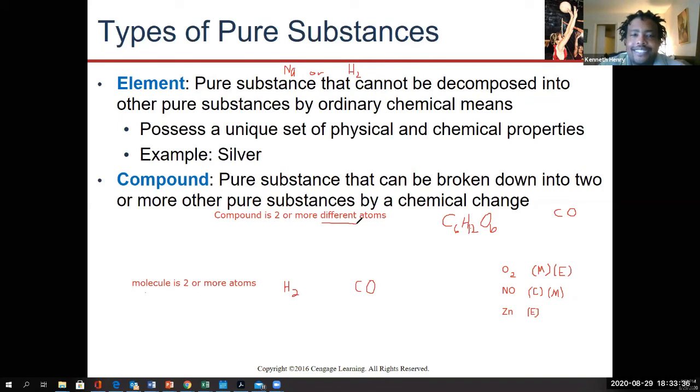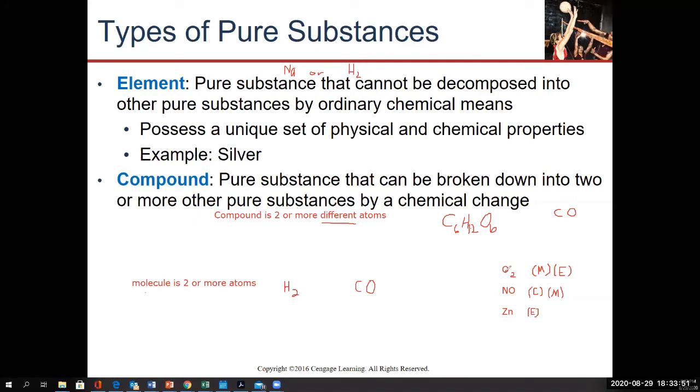The difference. Okay, and then a molecule can be the same or different, as long as there's 2 or more, right? Okay, gotcha. 2 of them. Piece of cake?